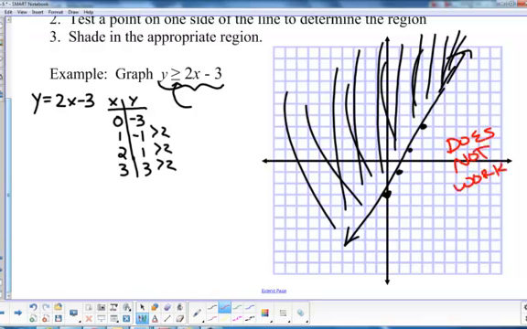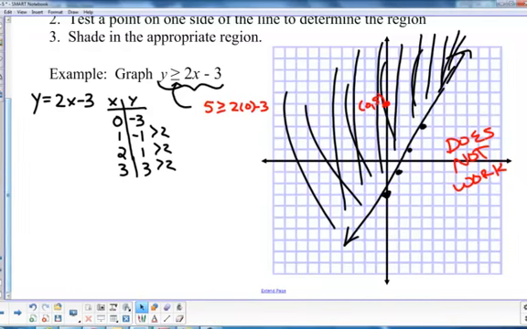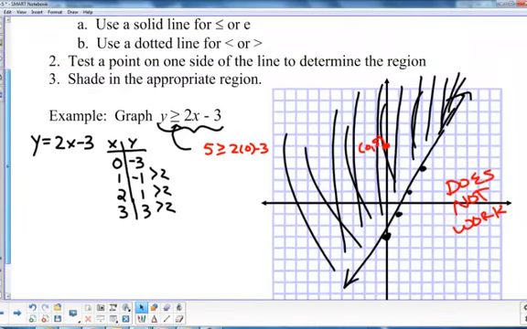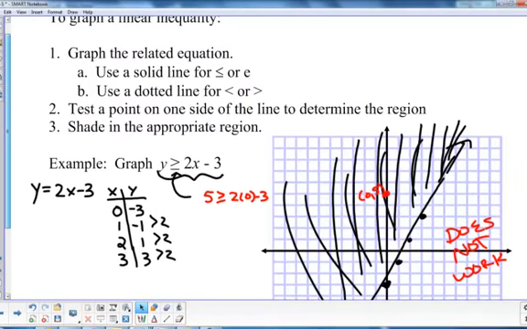So if you want to pick just a random ordered pair, like 0, 5, you could plug that in and it will work. If you want to, 5 is greater than or equal to 2 times 0 minus 3. Yes, that works, because everything in that black region works. So you could list multiple points that work. Okay, we did all that.